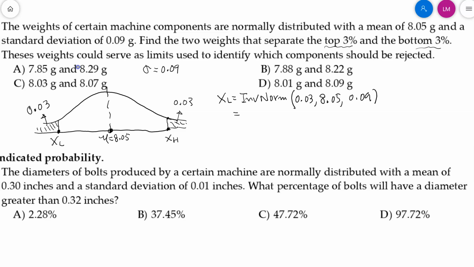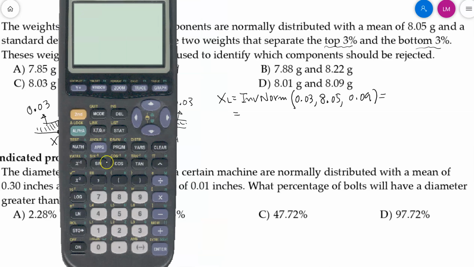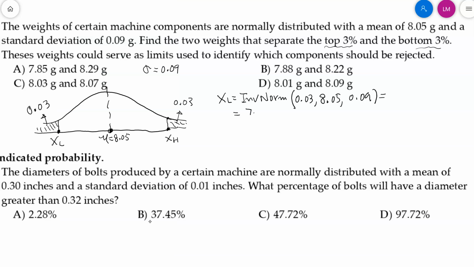Okay, so let me write here. Go to the calculator. Turn it on, clear. Second, bars, go to number 3, and then three numbers: 0.03, comma, 8.05, comma, 0.09, close parenthesis. You get 7.88. So this is 7.88, which is this number.